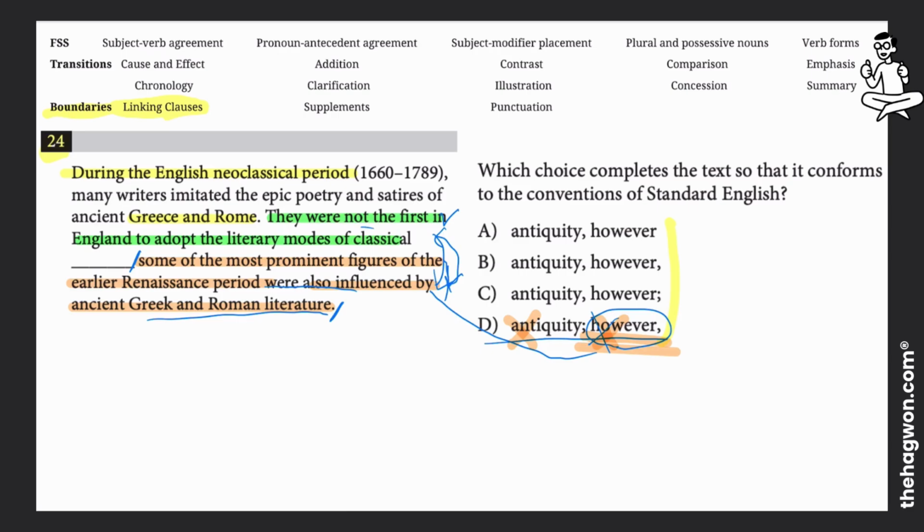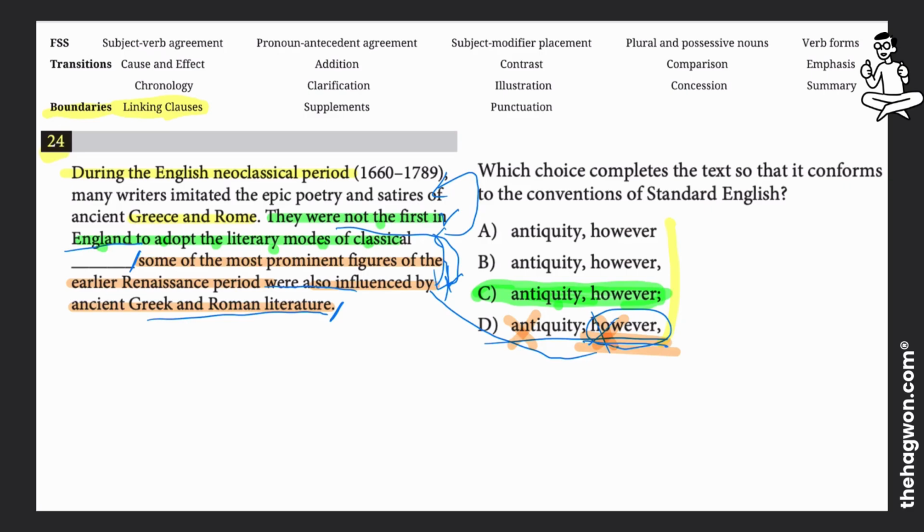However should not be attached to orange because however belongs to our second one, where this evidence, not the first in England, is the contradiction of the previous. So how do we choose from A, B, C, D? That places however in the second, the green idea. That is our answer choice C. Okay? And this means they were not the first in England to adopt the literary modes of classical antiquity, however. That's how it reads. C is our correct answer choice.